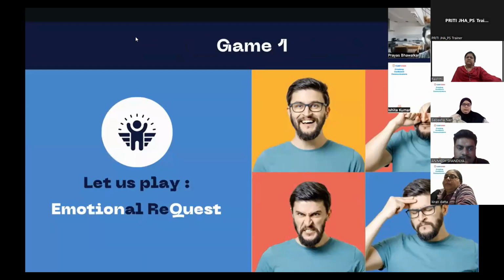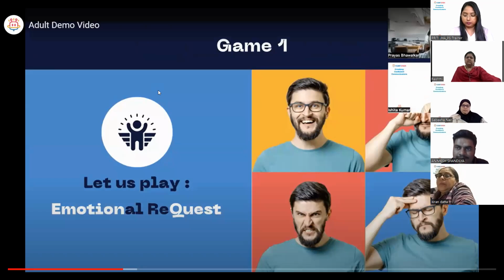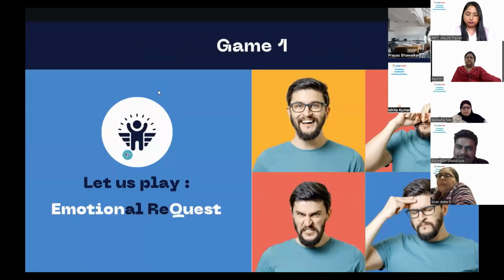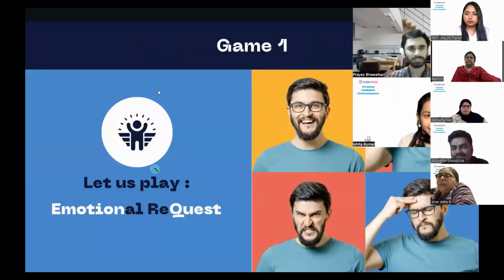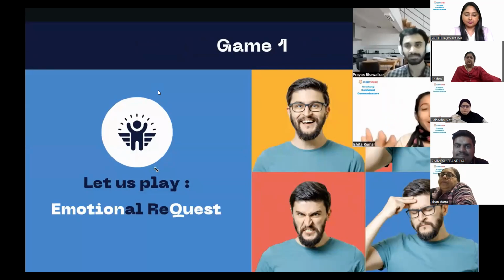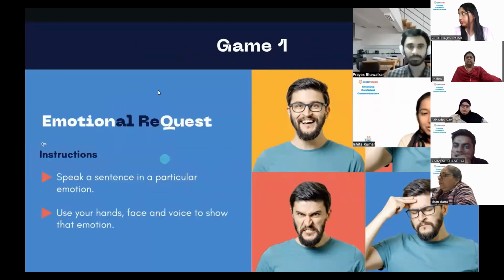So can you read out the name of this game or activity? Let us play emotional request. Emotional request, and there are some images on the right hand side. What do you think this game could be about? Maybe understanding expressions, finding clues through the expressions. Okay, very close. Yes, so definitely it's about something to do with your expressions, what kind of faces we make and everything. Let me give you further instructions.